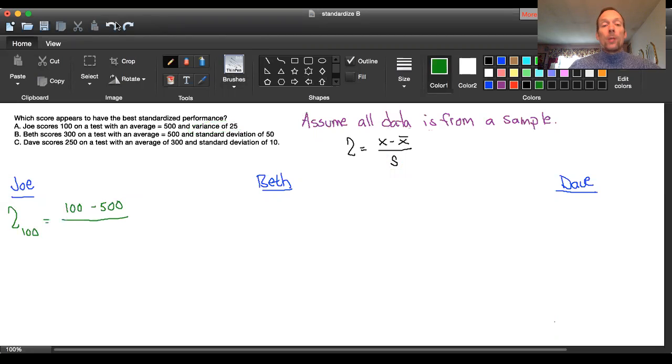So we have to remember how to go back and forth from variance to standard deviation, because we're going to have to convert a lot of times in statistics. Important to remember that the standard deviation is equal to the square root of the variance. That means on the denominator here, we're going to write in a 5. When we standardize the score, we end up with a negative 80. If we standardize Beth's score, the score of 300 is equal to a z-score of minus 4. And for Dave, we standardized 250, and we ended up with a negative 5.